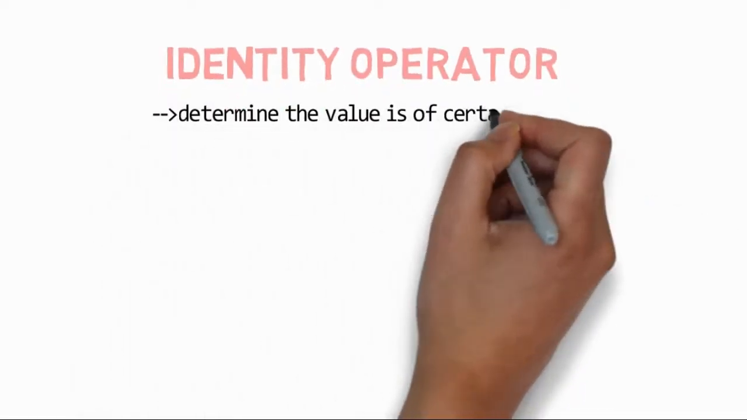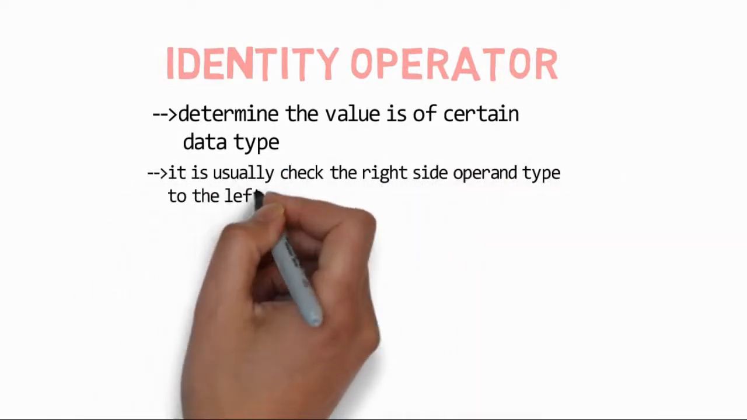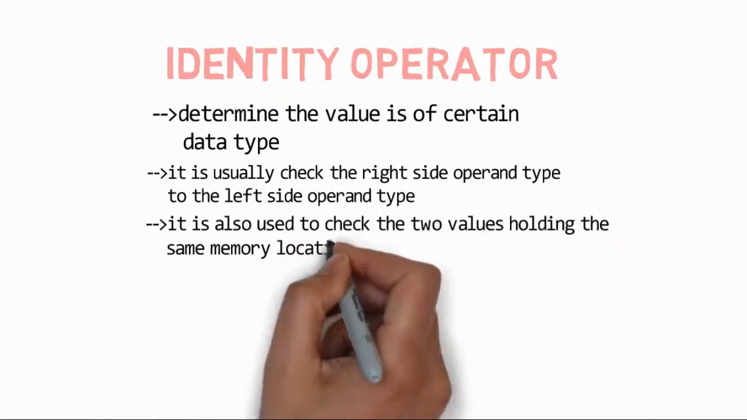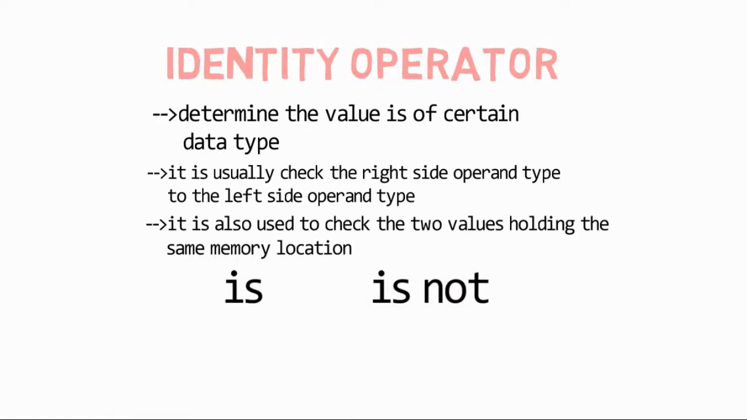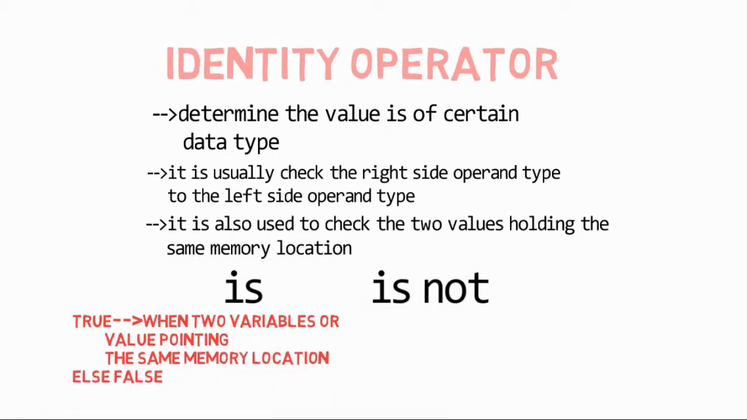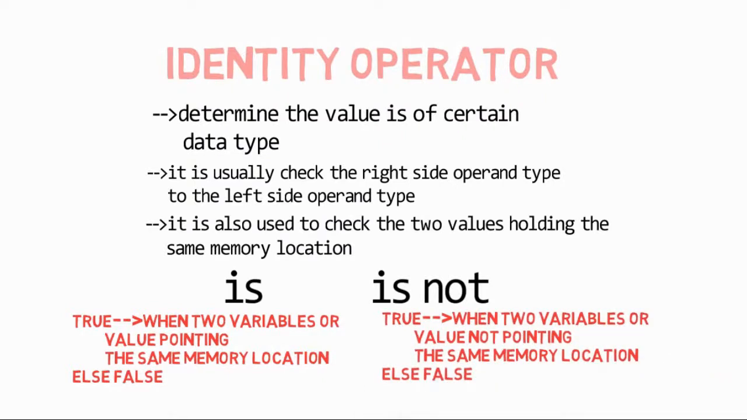Identity operator. This operator is used to check the particular values of certain specific data type. It checks the right operand type to the left operand type. This operator helps to check whether two values are pointing to the same memory location. Is and is not are the two operators present in the identity operator. Is will return true when two variables are pointing to the same memory location, or else it will return false. And the is not operator, which is opposite to the is operator, will return true when two variables are not pointing to the same memory location.